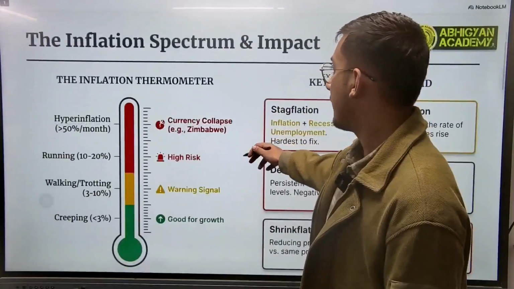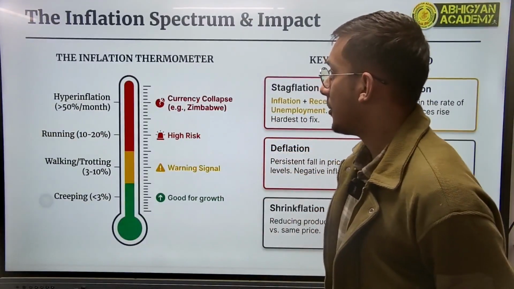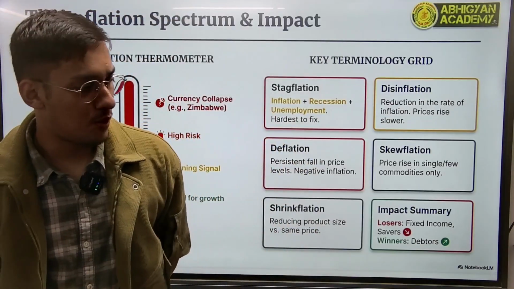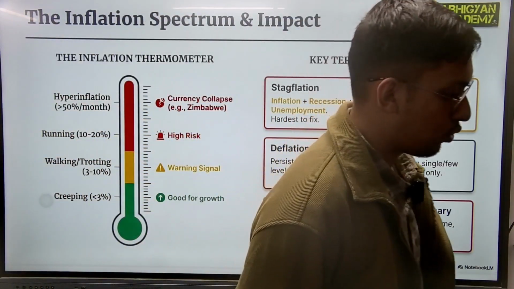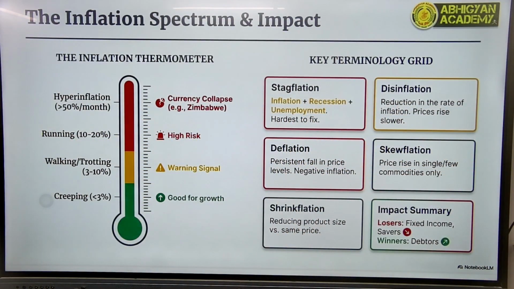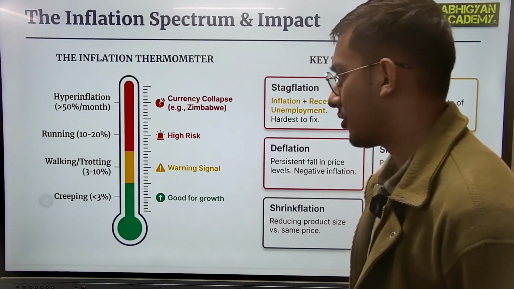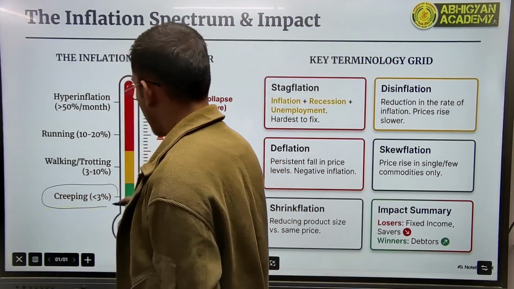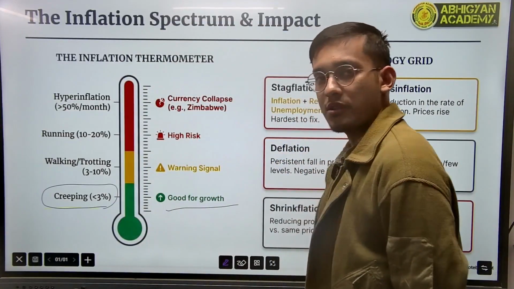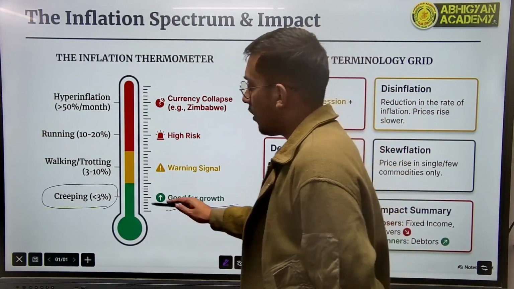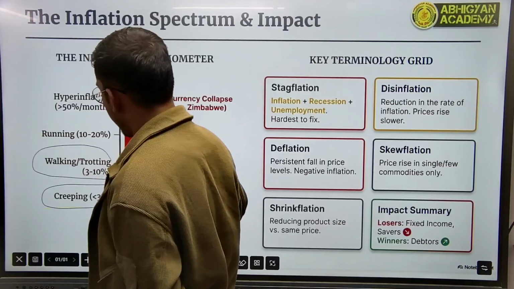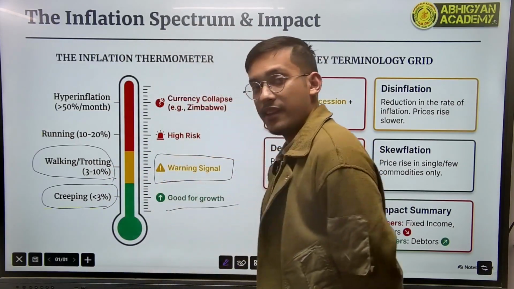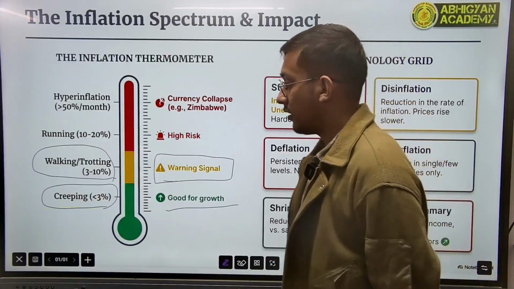Now we come on to the inflation spectrum and impact. The inflation thermometer. As I said before, inflation to a point is important and crucial for the proper working of the economy. So that is creeping inflation: creeping or 3% is optimum or good for the growth of an economy. Then we have walking or trotting. It is 3 to 10%. It is a warning sign. It's neither bad nor good. It's just a warning sign that things should get under control.